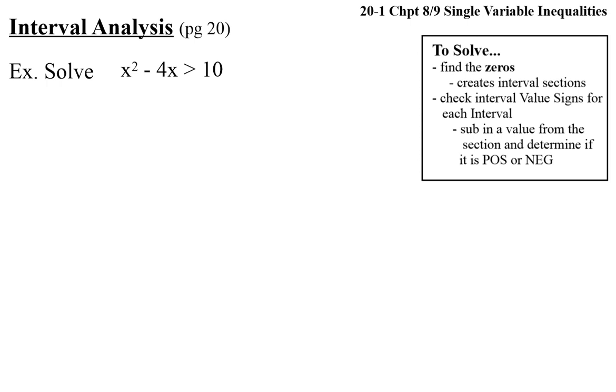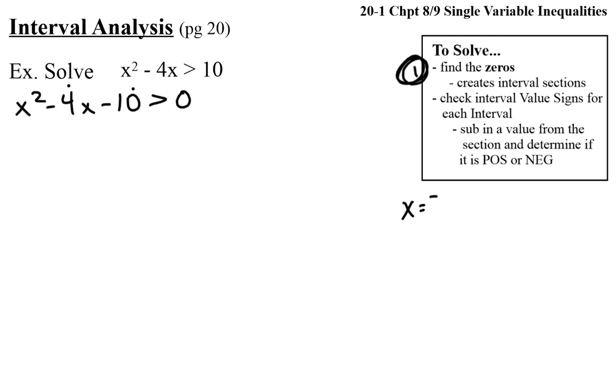So again, we have x squared minus 4x, bring my 10 over, greater than 0. What multiplies to -10 but adds to -4? Nothing. That's frustrating. So what do we have to do? Well, we have to get those 0 values. So if we can't factor it, we have to use the quadratic formula.